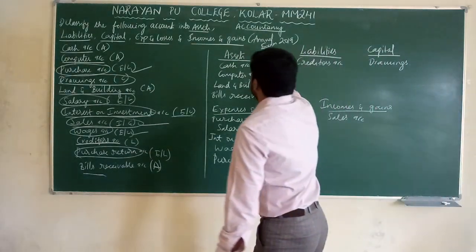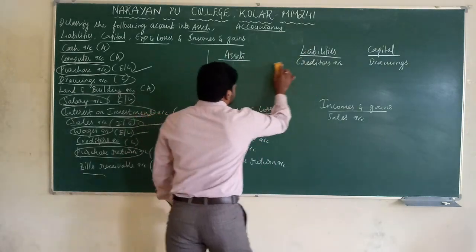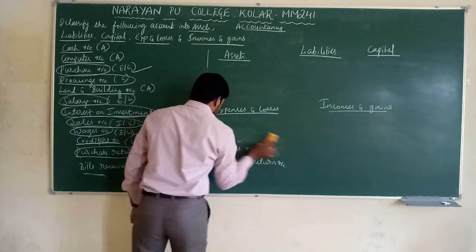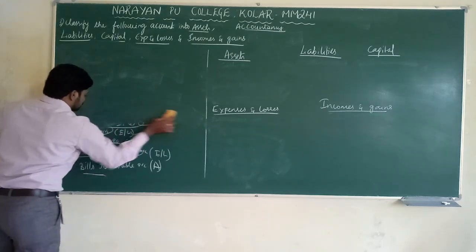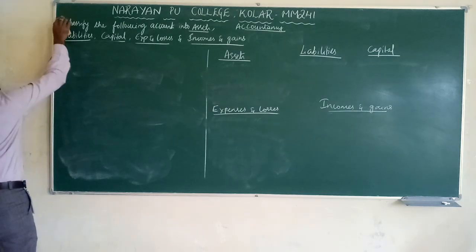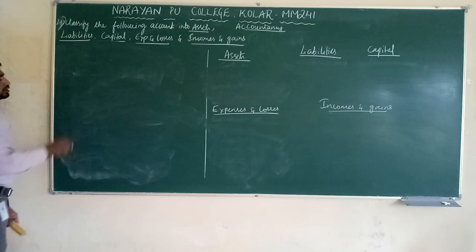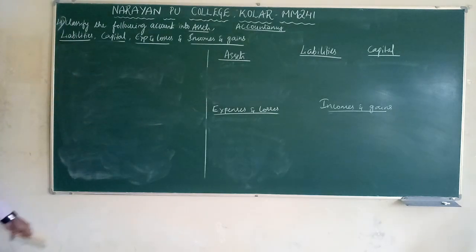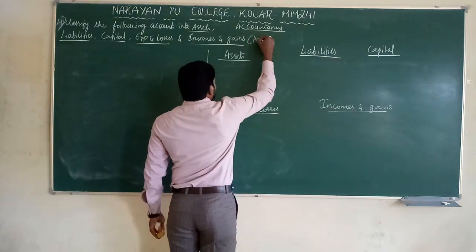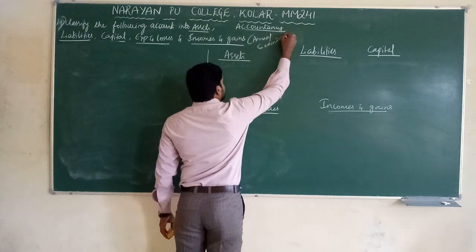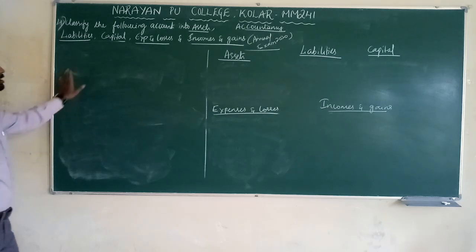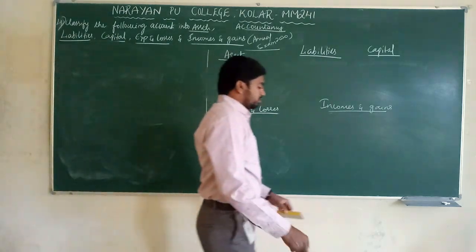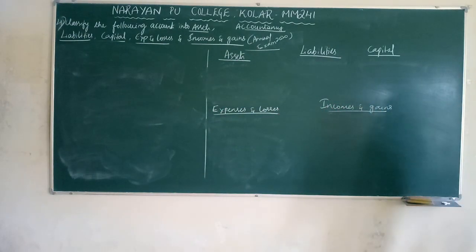Take down the next question. Write down the fourth question. Classify the following accounts into assets, liabilities, capital, expenses and losses, and incomes and gains. This question was asked in the annual exam 2020. Write it very clean. Write down one by one.